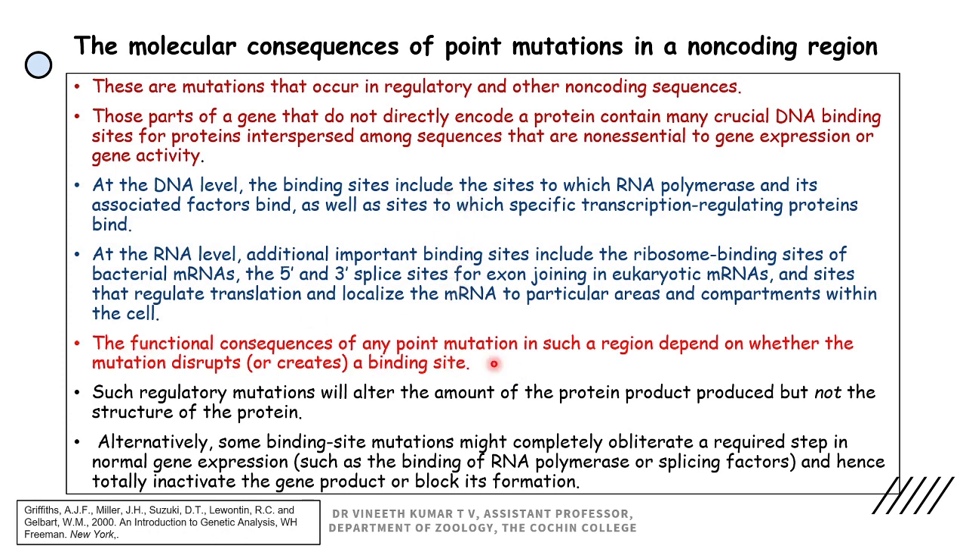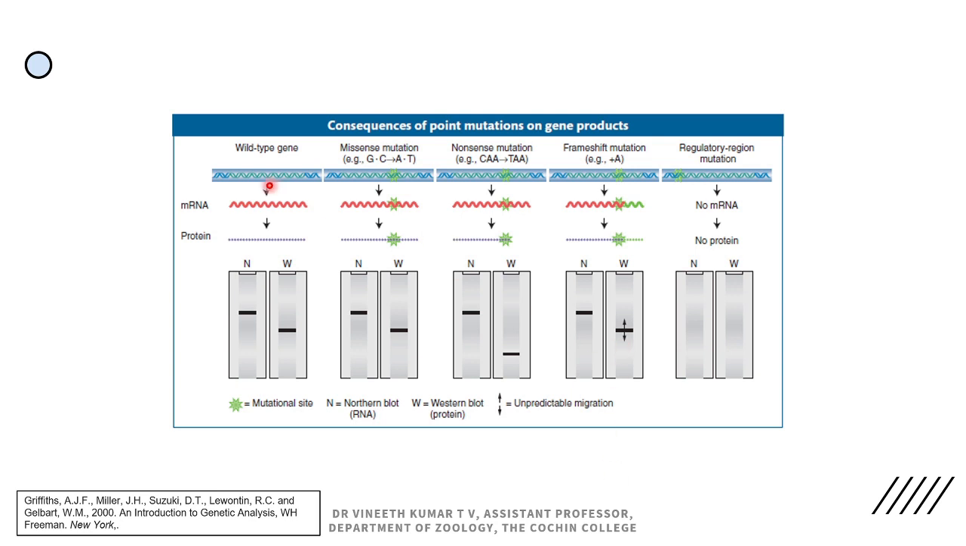So the functional consequence depends on whether the mutation disrupts the binding site. Such regulatory mutations usually alter the amount of protein which is being produced. In some cases, the amount is affected, or in other cases, the entire protein production will be halted. Because when the RNA polymerase cannot bind, when there is no specific splicing machinery, etc., the entire protein formation will be halted. So this is a consequence which is shown here.